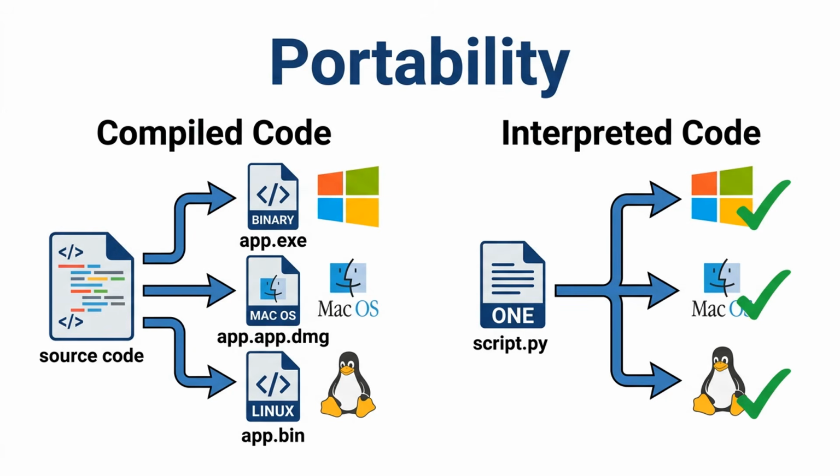Compiled code is tied to the target platform. A program compiled for Windows won't just run on Linux or Mac without recompilation. This is why when you download software, you often see different versions, one for Windows, one for Mac, one for Linux. Interpreted code, however, is generally much more portable. As long as the interpreter is installed on a machine, the same source code runs everywhere. Python scripts, for example, run on Windows, Mac, and Linux without any changes. You just need Python installed.